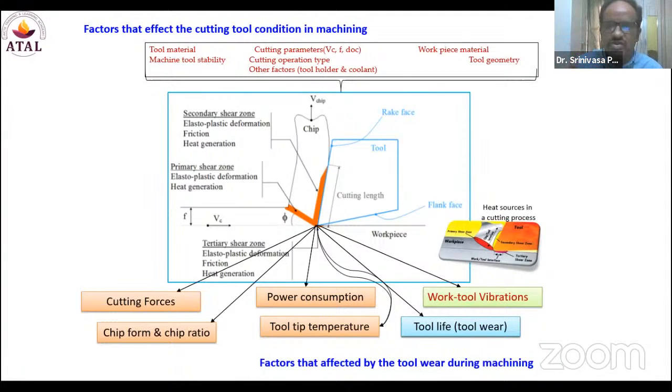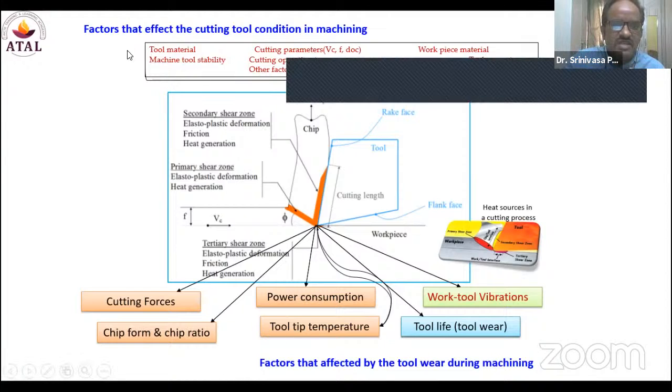Whatever suggestion you are going to make must come out of scientific logic. Otherwise, it is a trial and error method. So that is why this justification is required. If these factors are affecting the life of the cutting tool, then you need to identify what could be the output variables.